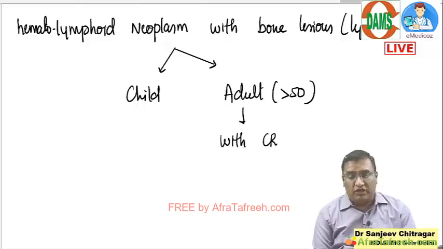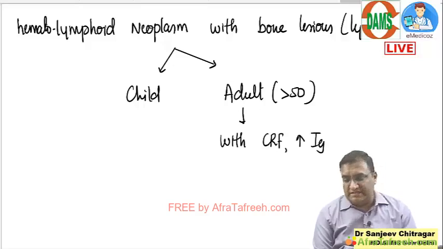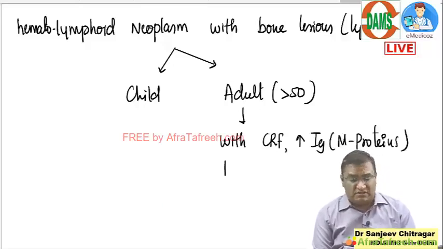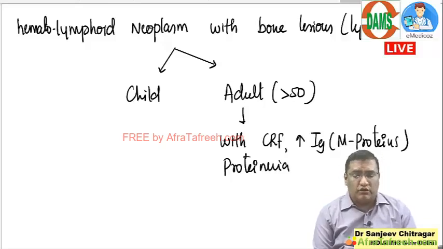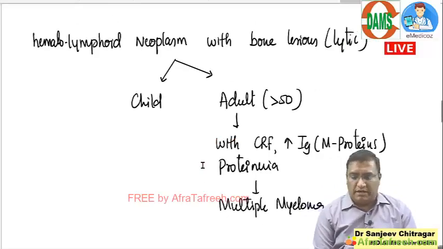If you are suspecting adult, look for associated CRF or increase in immunoglobulin, that is M protein will be increased, or hyperviscosity syndrome, etc., or proteinuria, especially your Bence-Jones proteinuria. Now we are suspecting a multiple myeloma. If it is in an adult, we are suspecting a multiple myeloma.